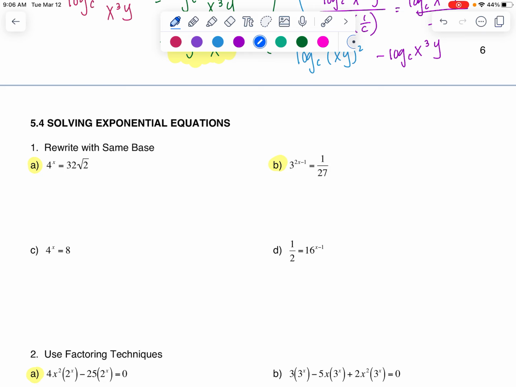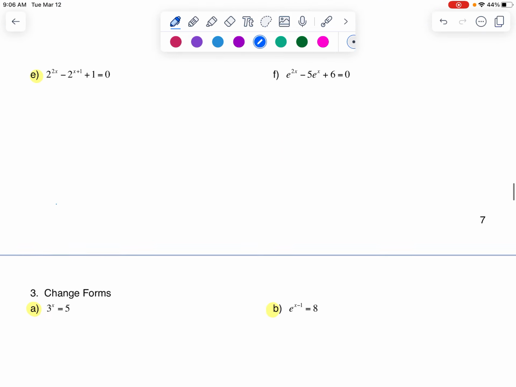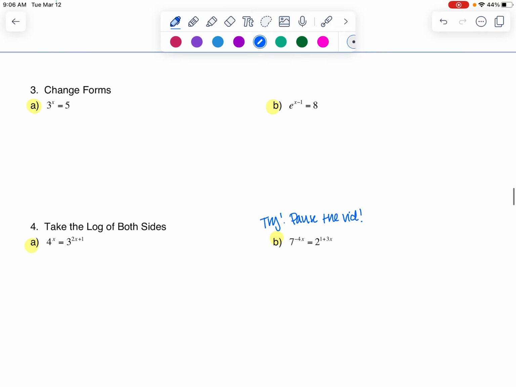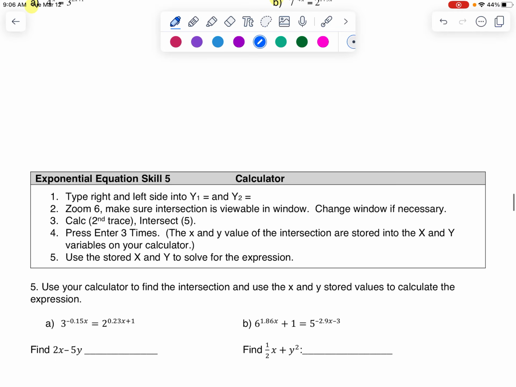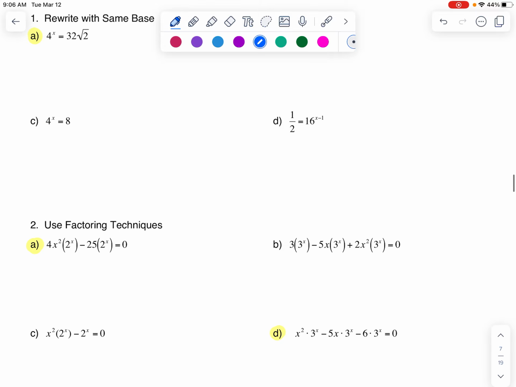Okay, so today's notes, I'm just going to go ahead and pick through some of the problems, and then I'm going to have you do the other problems on your own, and then check with my answer key on Schoology to see what you got, okay?